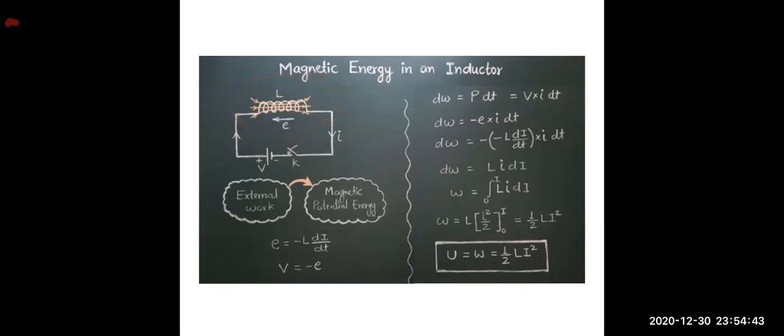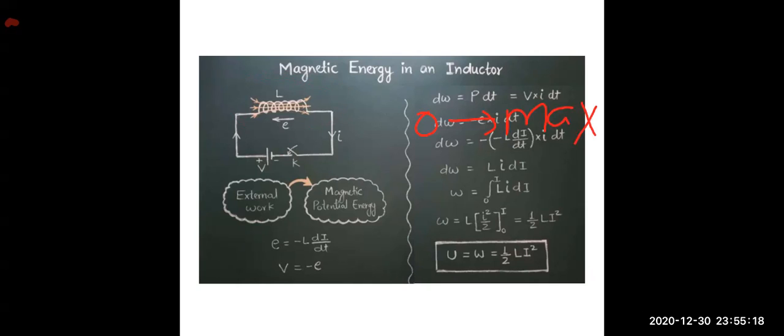Now children, suppose here we are having an inductor of self-inductance L, which is connected to a battery of voltage V, and we have connected a key K with it, right? Now initially the key is off. So when the key is off, the current flowing is zero, right? Initially the current that is flowing is zero. Now when we put the key on, the current starts flowing. So it increases from 0 to some maximum value.